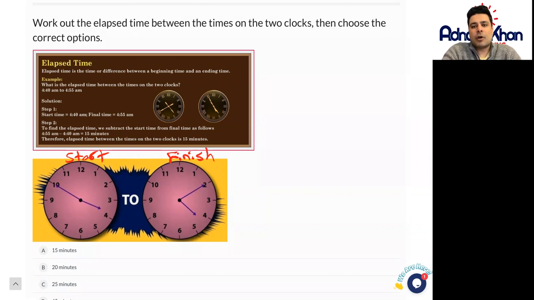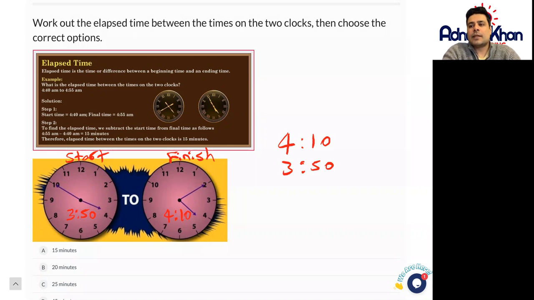So starting from the first clock, we can see here that the time is not exactly 4 o'clock. There are still 10 minutes left until 4 o'clock. So the time here will be 3:50 because it's 10 minutes left till 4 o'clock. In the second clock, it's just gone past 4, and it's actually gone past 10 past 4, so 10 minutes past 4. So the time will be written as 4:10.